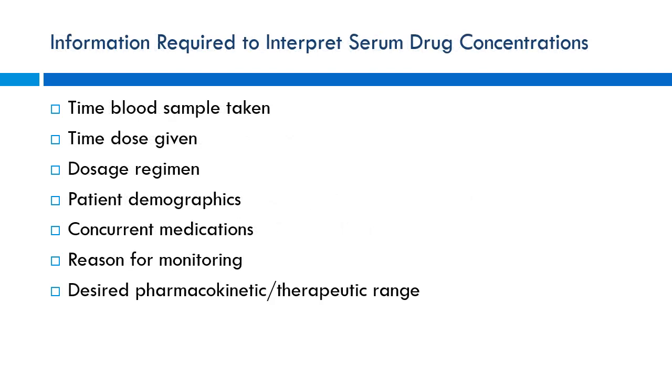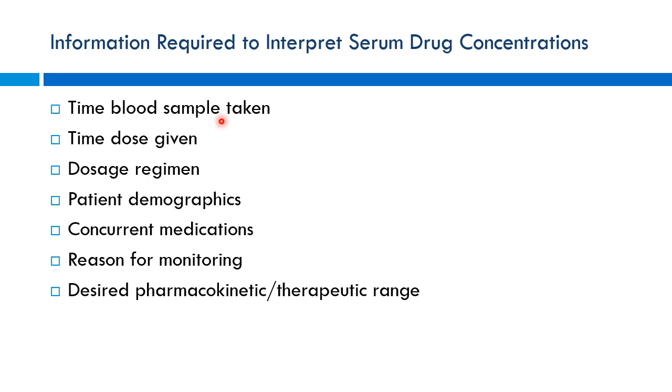So, things you want to know when you're trying to interpret these levels. One, the time the blood sample is taken. Why does that matter? We need to know when it was taken in relation to what? Whether the patient is at steady state or not, but also when the last dose was. When was the last dose actually administered versus when was the level drawn?